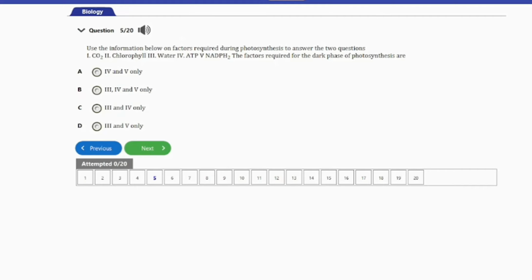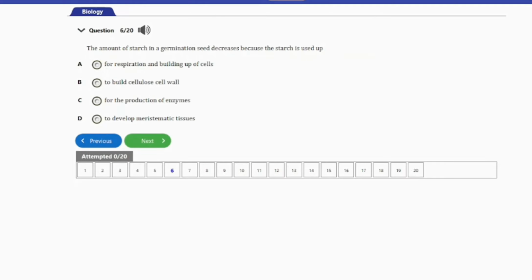So let's go ahead and consider the next question, guys. That's question number 6 here. It says, the amount of starch in a germinating seed decreases because the starch is used up A. for respiration and building up of cells, B. to build cellulose cell wall, C. for the production of enzymes, D. to develop meristematic tissues. So guys, the answer to this question here is option A, and that's for respiration and building up of cells. So guys, let's consider the next question, guys.